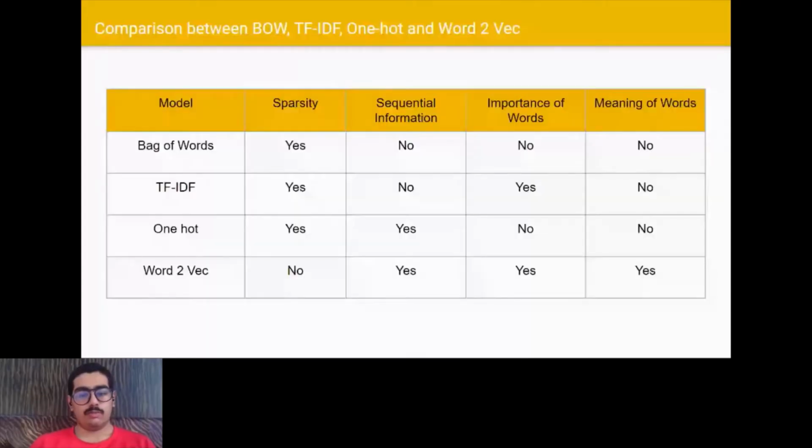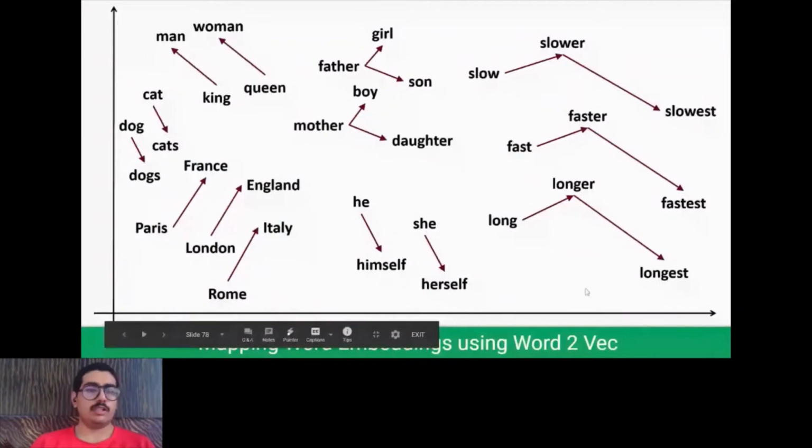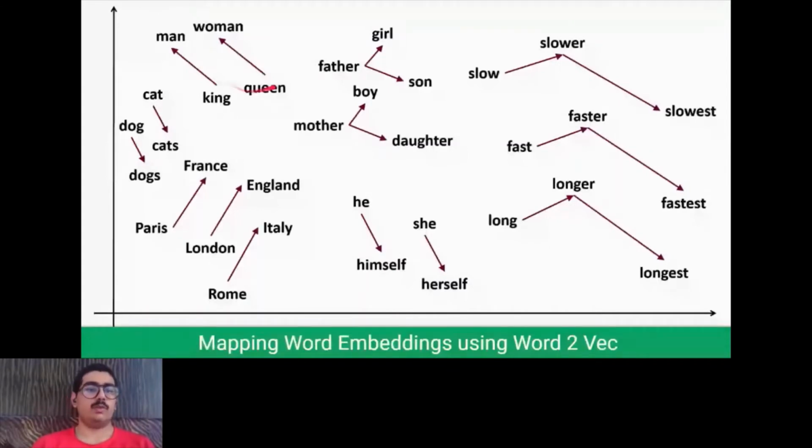These are the mapping and the word embeddings, Word2Vec. So let's come over here. Man is mapped to king and woman is mapped to queen. And king and queen are close, man and woman are close. Similarly, father is mapped to mother, girl to son. And considering tense, slow is mapped to slower, slower is mapped to slowest.